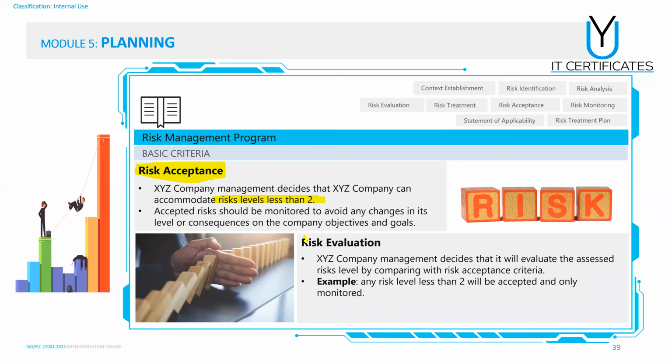Risk evaluation. What is risk evaluation? If you remember, we mentioned that this is to compare the calculated risk level with the risk acceptance criteria. The risk acceptance criteria here is less than 2. Then any risk level less than 2 will be accepted and only monitored. There will be no additional treatment option. This is for the evaluation of the risks.